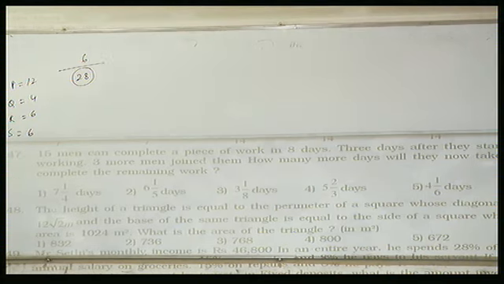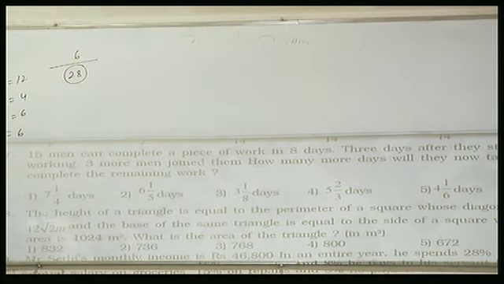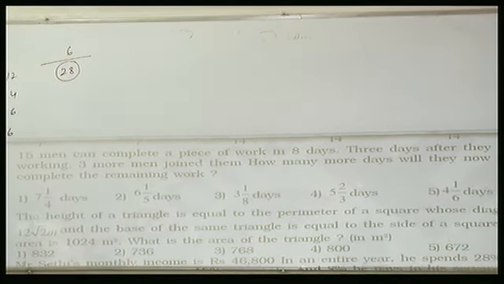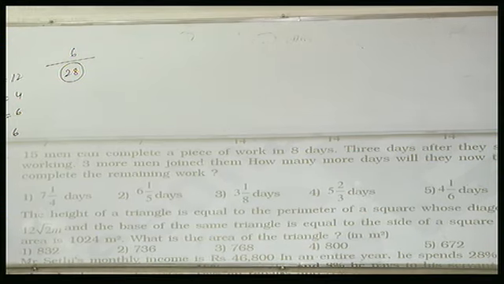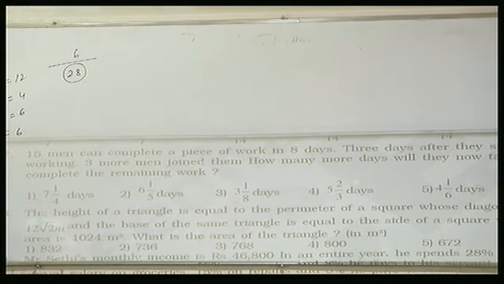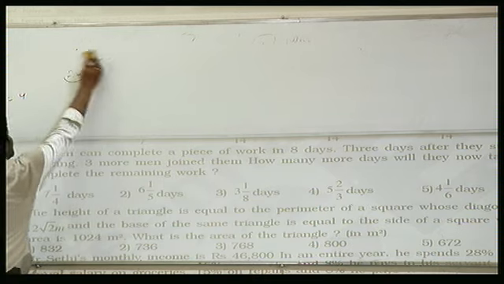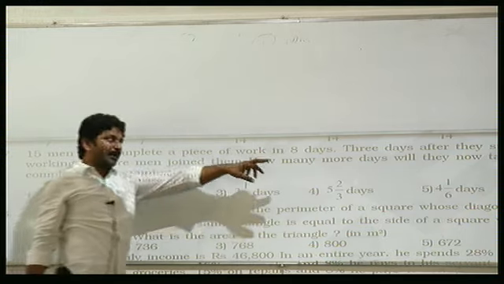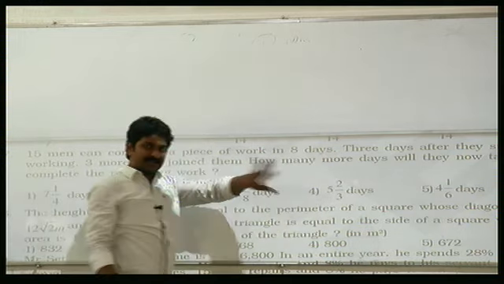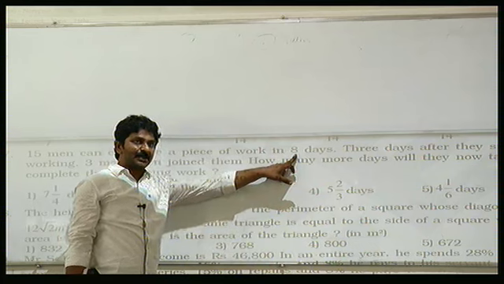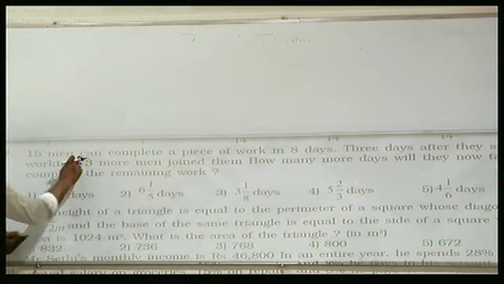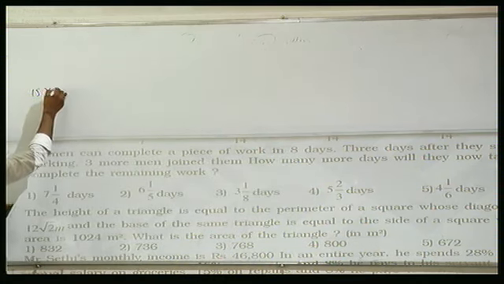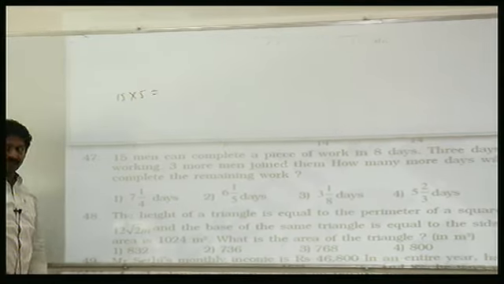15 men can complete a piece of work in 8 days. 3 days after they started working, 3 more men joined them. How many more days will they now take to complete the remaining work? So 15 men can complete the total work in 8 days. They worked for 3 days, so 3 days of work is over out of 8 days. The remaining work is for 5 days. So 15 men need to work for 5 days. This is the remaining work with us.